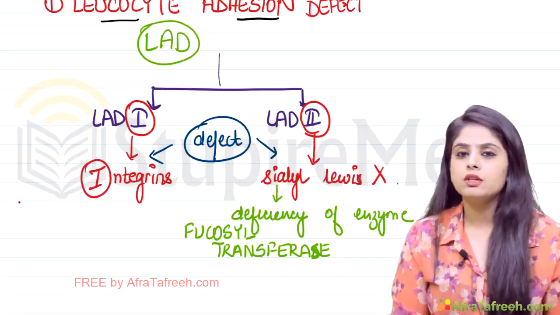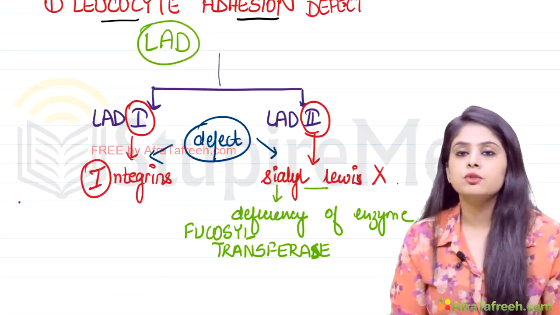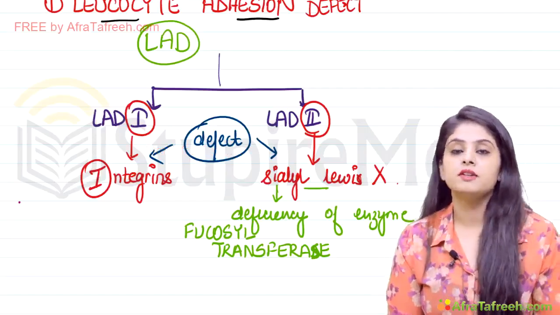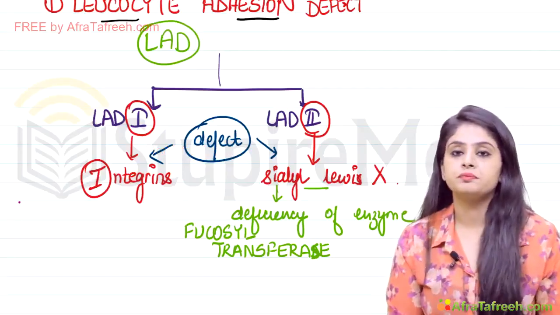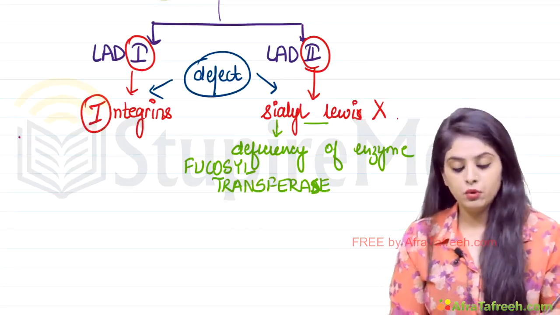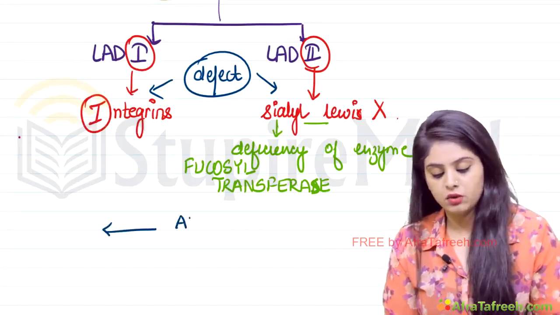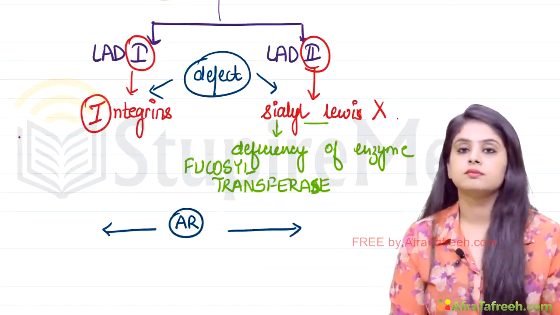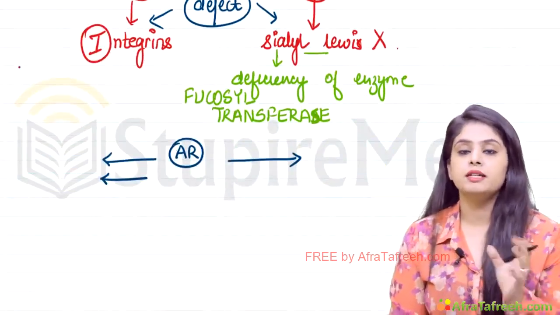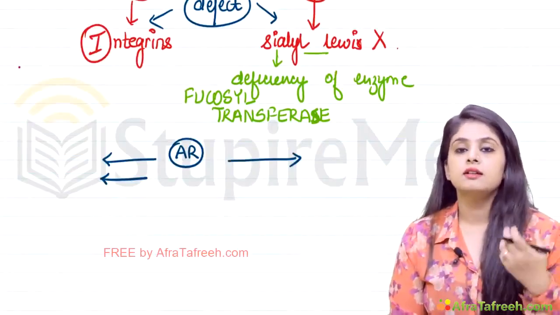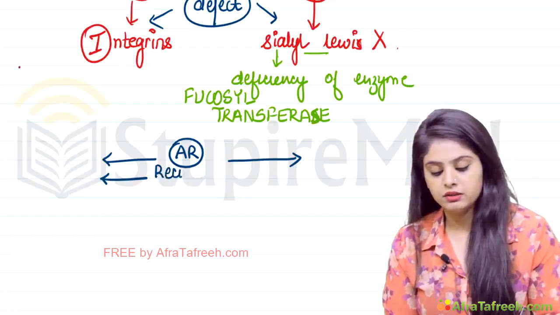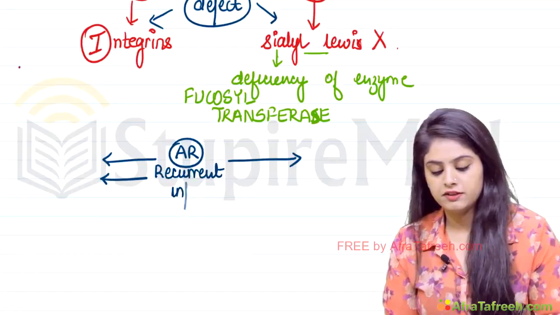Fucosyl means something to do with sugar. Sialyl Lewis X was also something to do with sugar. So if fucosyl transferase enzyme is defective, the sialyl Lewis X becomes defective, adhesion becomes a problem, LAD2. This is about a more theoretical aspect. One more thing that you need to know. What's common is that both of these are autosomal recessive disorders. And both of these, as you can automatically understand, if there is a problem in adhesion of the leukocyte, will the infection be cleared in such a patient? No. So the person is going to land up with recurrent infections.